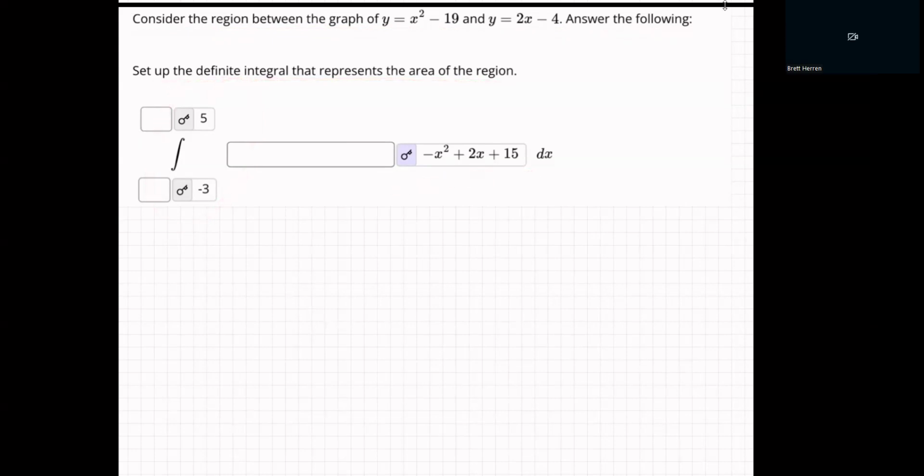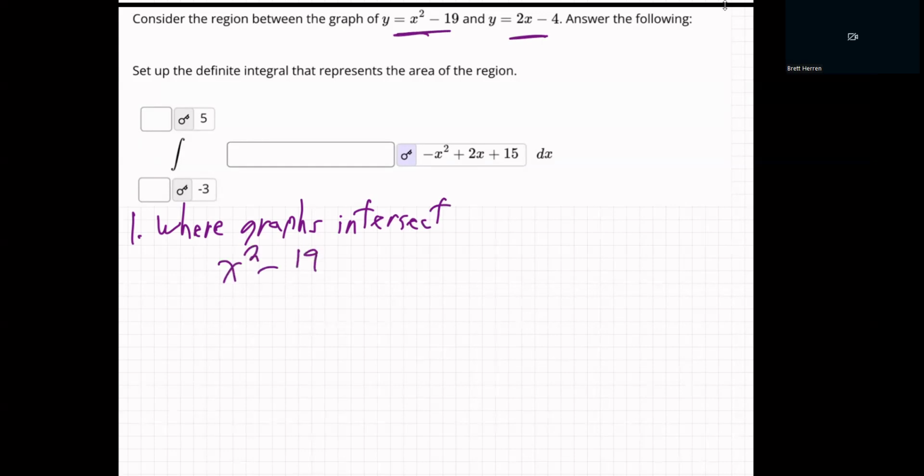Well, a couple things we got to figure out. First off, we got to figure out where these two graphs intersect. So step one, where the graphs intersect. To figure that out, you got to set them equal to each other. So x squared minus 19 equals 2x minus 4, because where they are equal to each other is where they intersect.